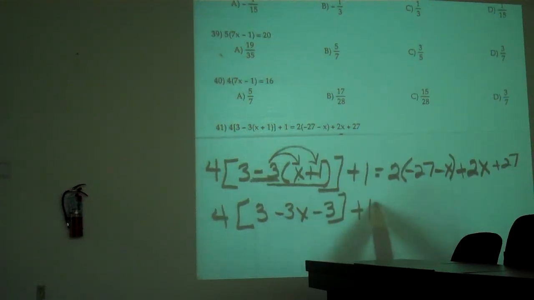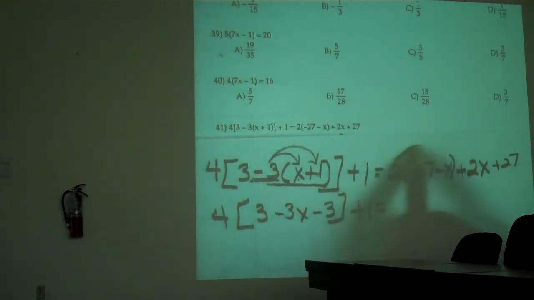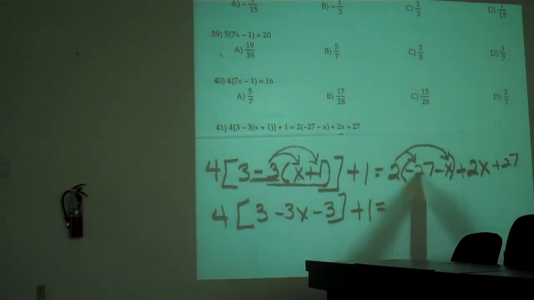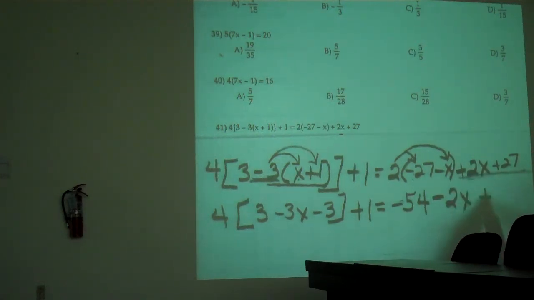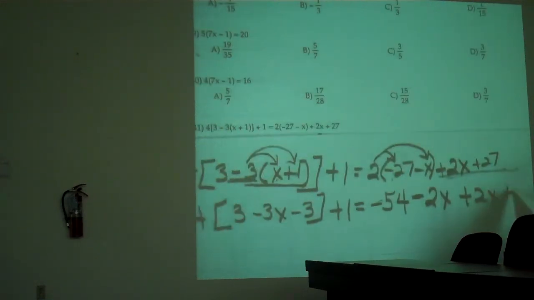Rewrite this. We can go ahead and multiply this now. It's not going to have anything to do with that, so let's go ahead and multiply the 2 through. 2 times negative 27 is negative 54. Then 2 times negative 1 would be minus 2x. And then bring these parts down. Plus 2x plus 27.